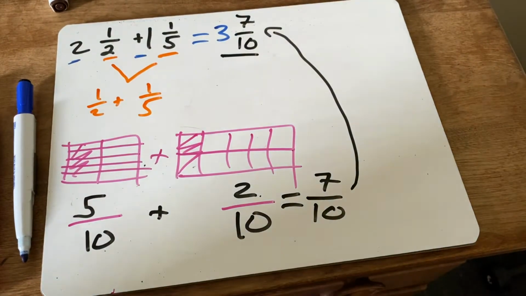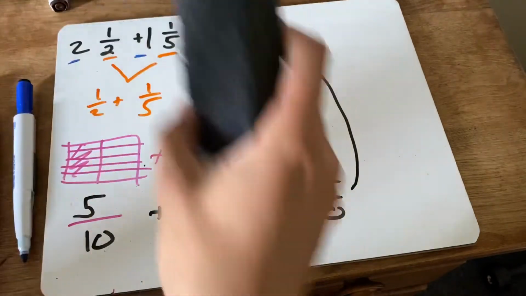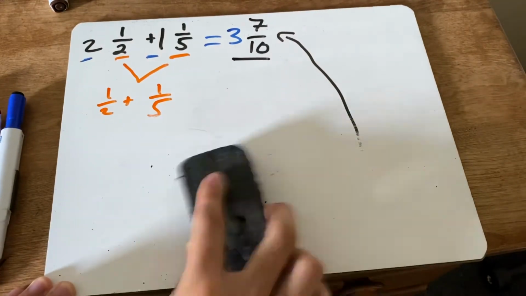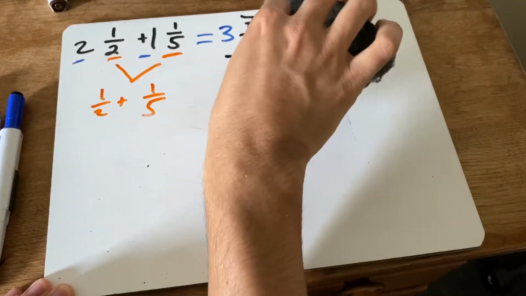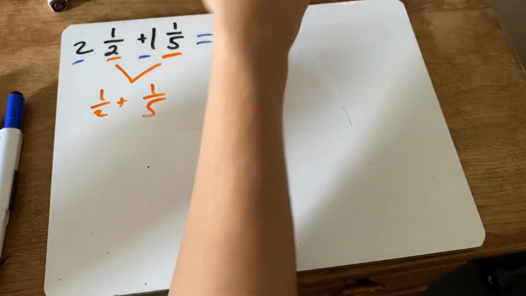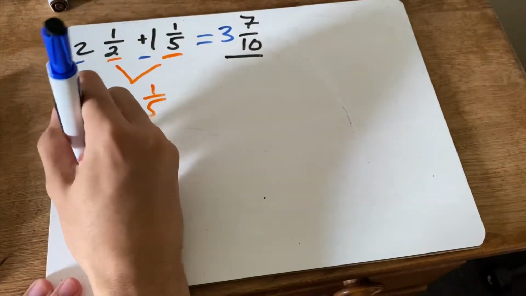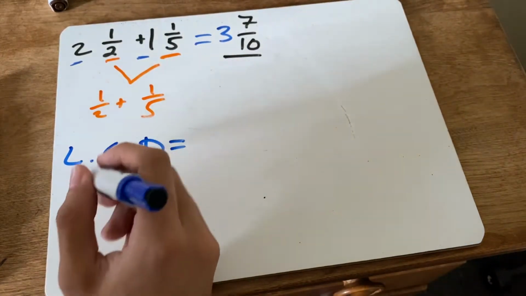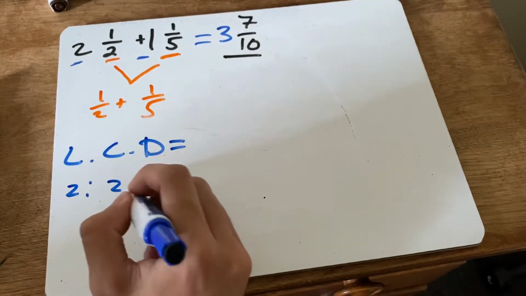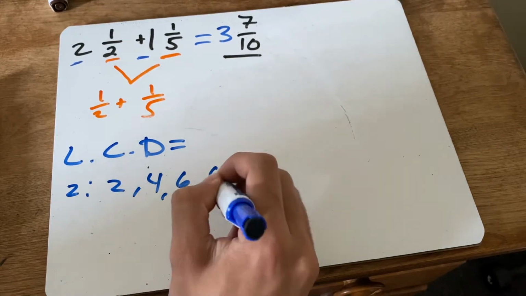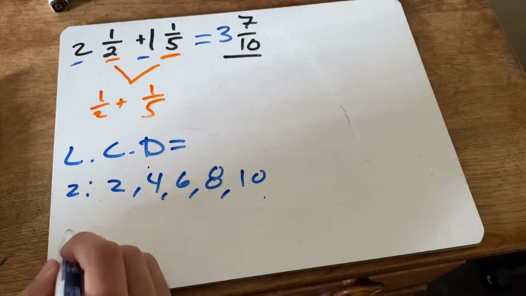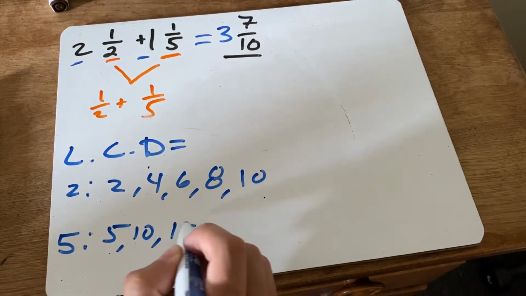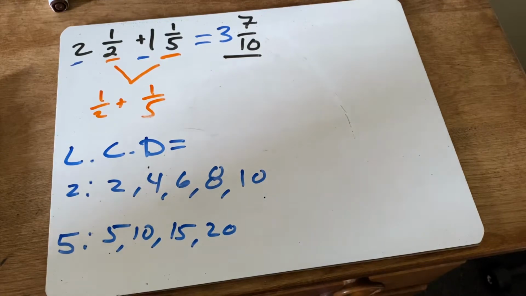All right? What we could have also done is we could have also found our least common denominator, right? Much like how we were doing it yesterday, our LCD model. We have to find our common denominator, so we make a list of 2. We skip count, 2, 4, 6, 8, 10, and we'll stop right there. Then do the same thing for 5. 5, 10, 15, 20. Okay?